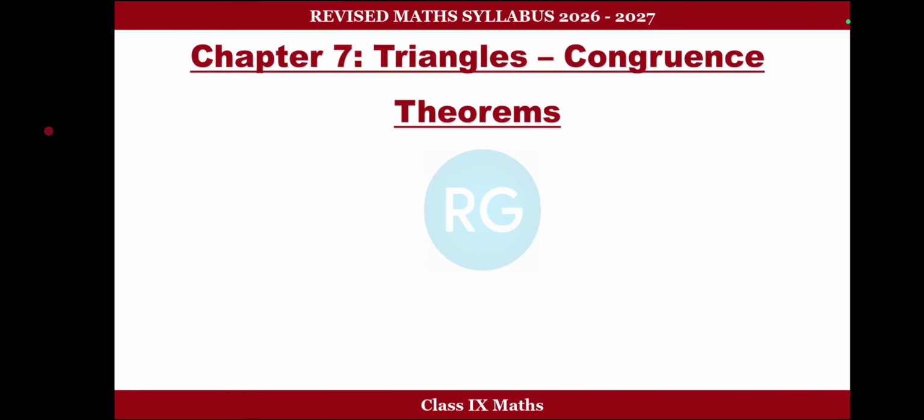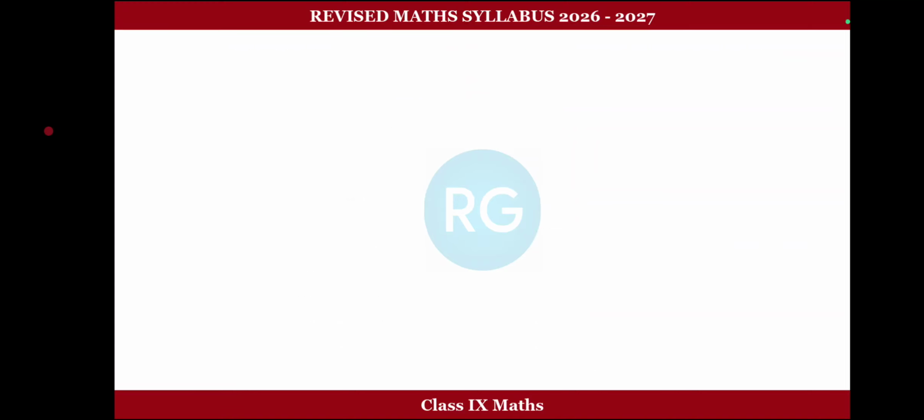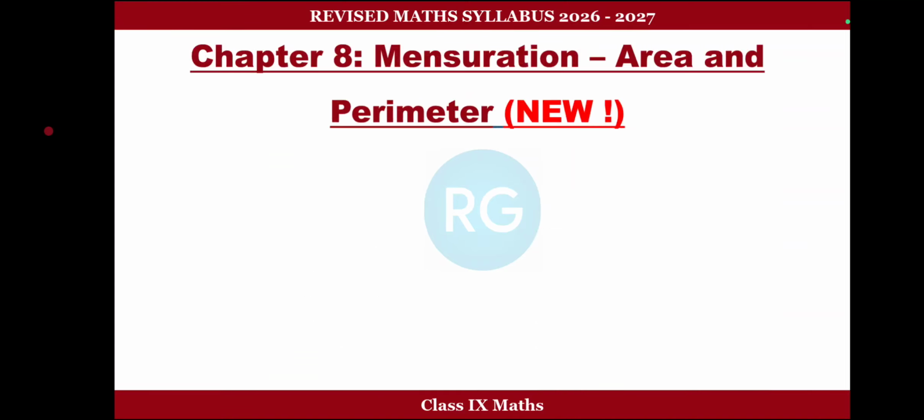Moving on to the next chapter, chapter 7, triangles. Congruency was already a part of it, so SSS, SAS, RHS, and all the congruencies were already there. So I don't think there is anything new here. Propositions and converse of propositions. So already, I think we're already teaching those things. So I think there shouldn't be any new thing there. Moving on to the next, mensuration. Yeah. This whole topic is new. Area and perimeter was not a part of our curriculum earlier.